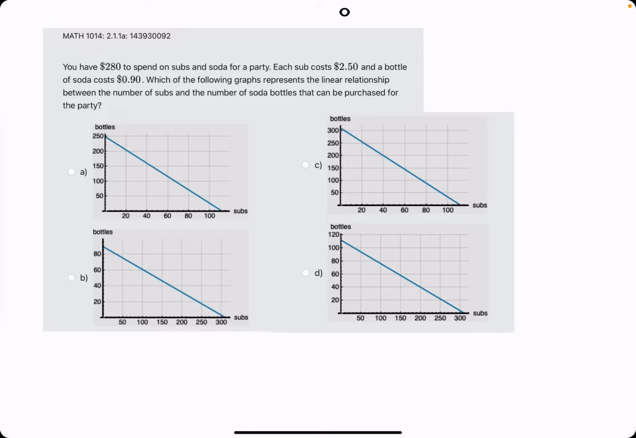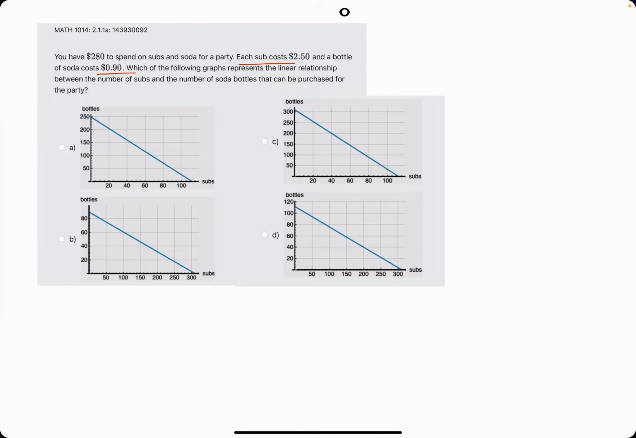Okie dokie. In this problem, they say you have $280 to spend on subs and sodas. Each sub costs this much. Each soda costs 90 cents. Which of the following graphs represents the linear relationship between the number of subs and soda bottles that can be purchased? Okay, so we want to play two different scenarios here.